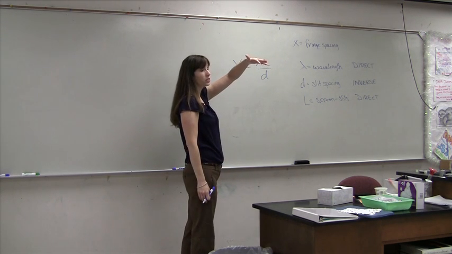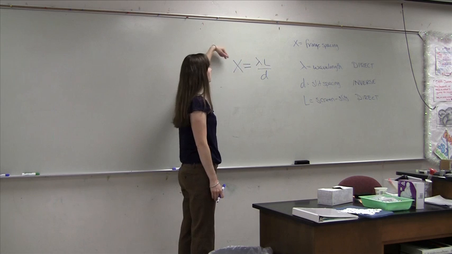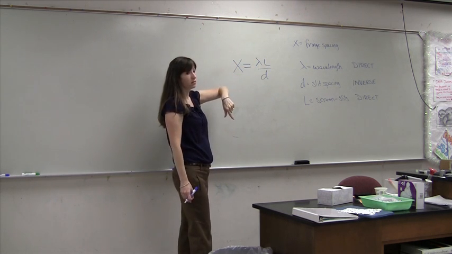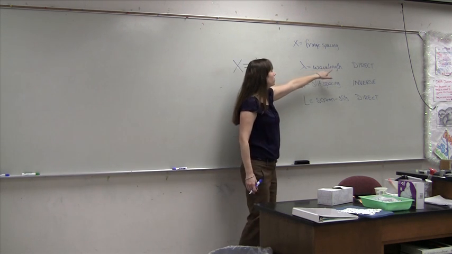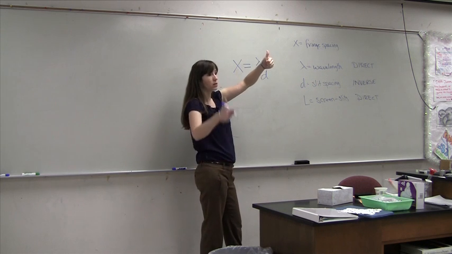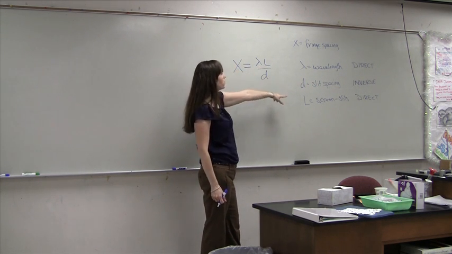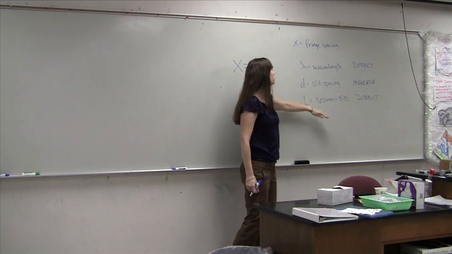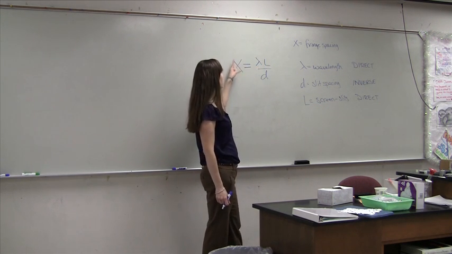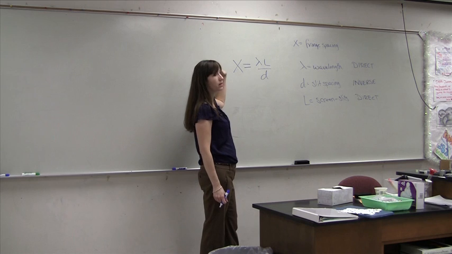This is what Tristan just said. So does this follow everything over there? If lambda is directly related to x, that means as one goes up, the other one goes up. If this goes up, does that go up? Yeah. Same thing with L. There's a direct relationship. So if L increases, we should see an x increase. Is the equation set up to do that?